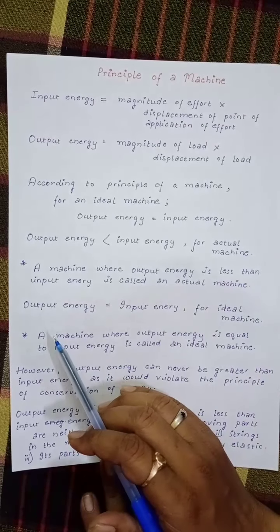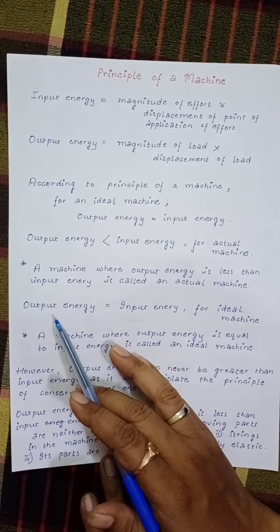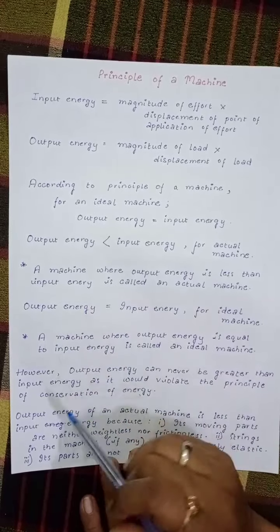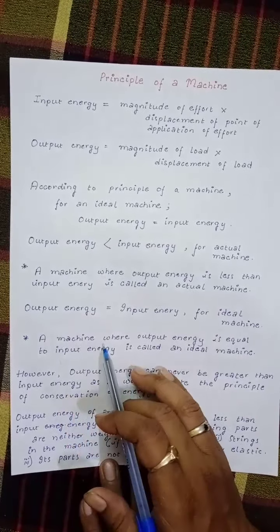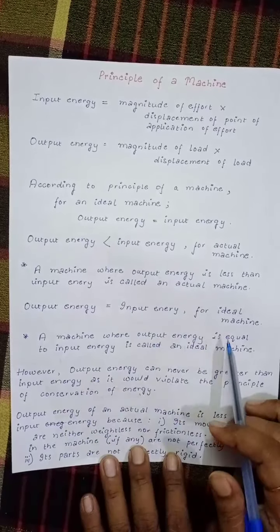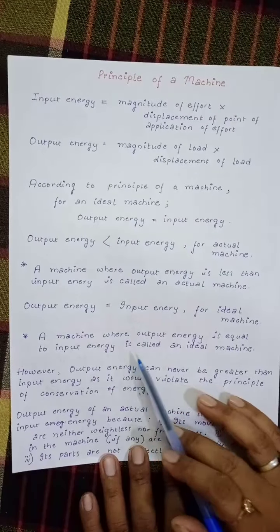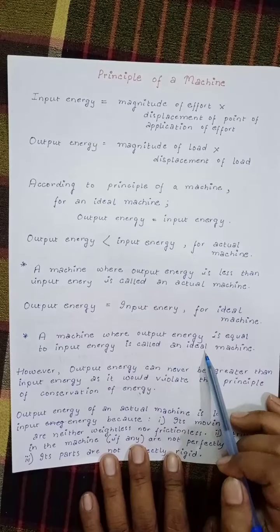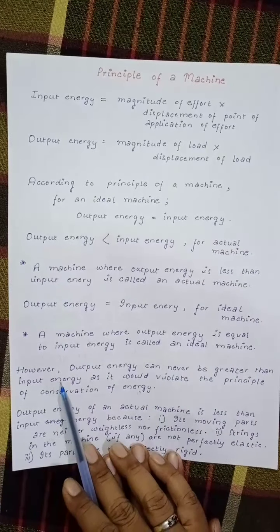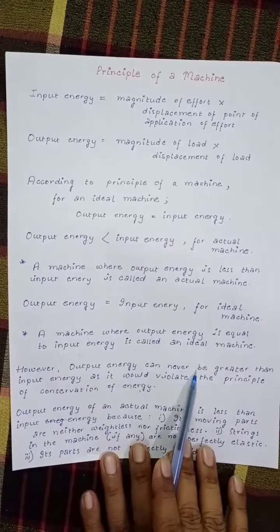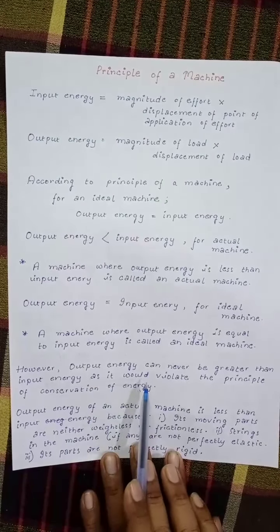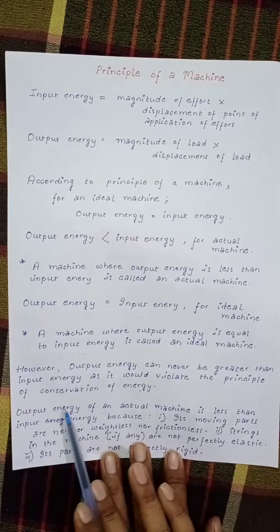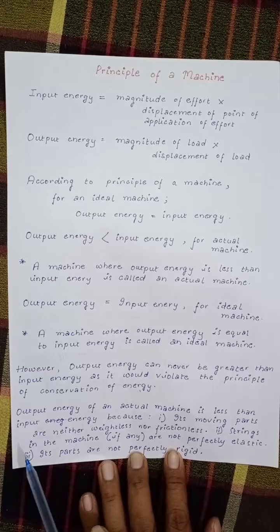So for actual machine output energy is less than input energy, and output energy is equal to input energy for an ideal machine. So we say a machine where output energy is equal to input energy is called an ideal machine. However, output energy can never be greater than input energy, as it would violate the principle of conservation of energy.